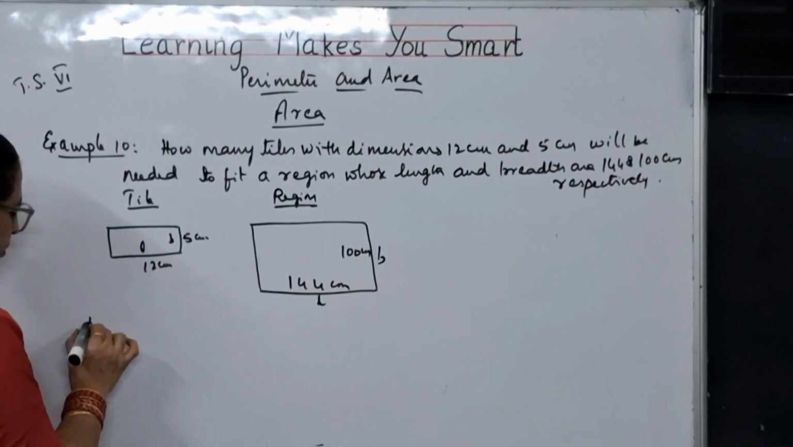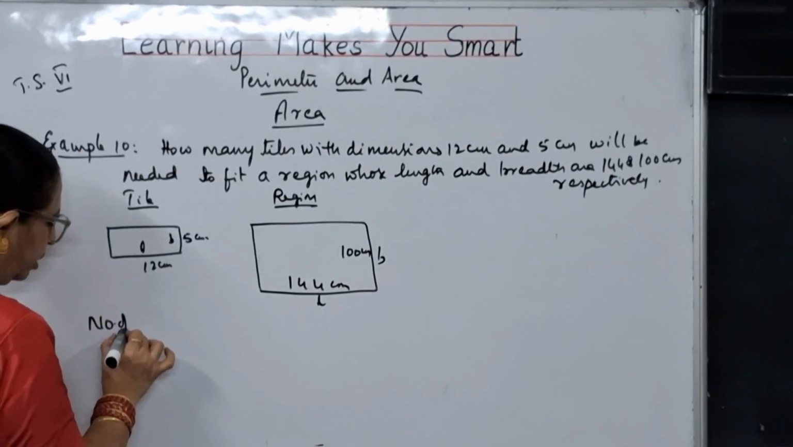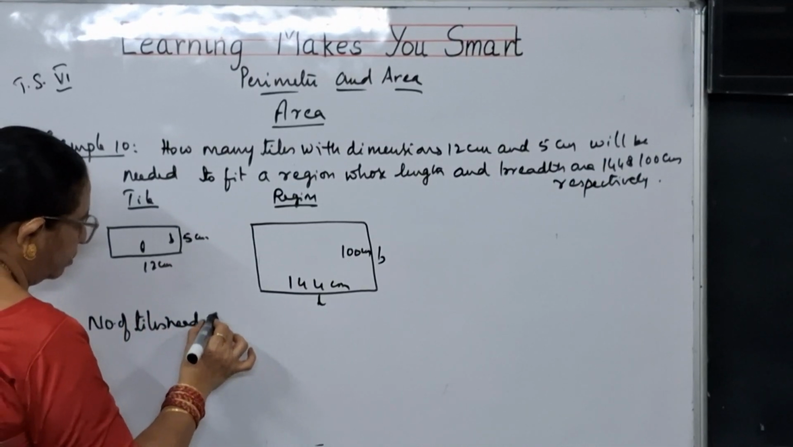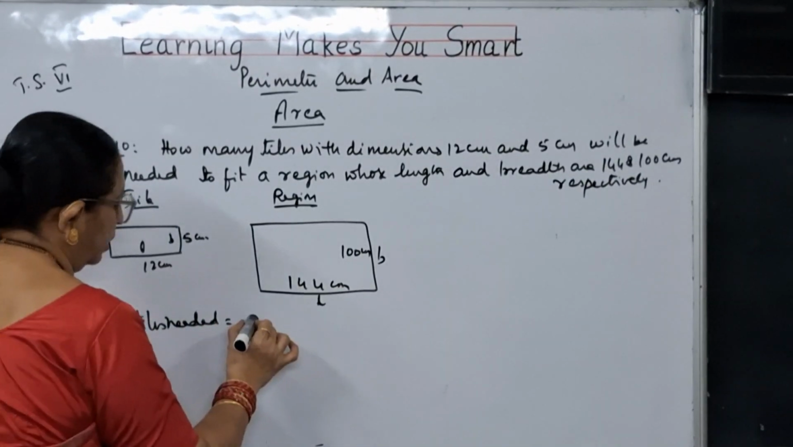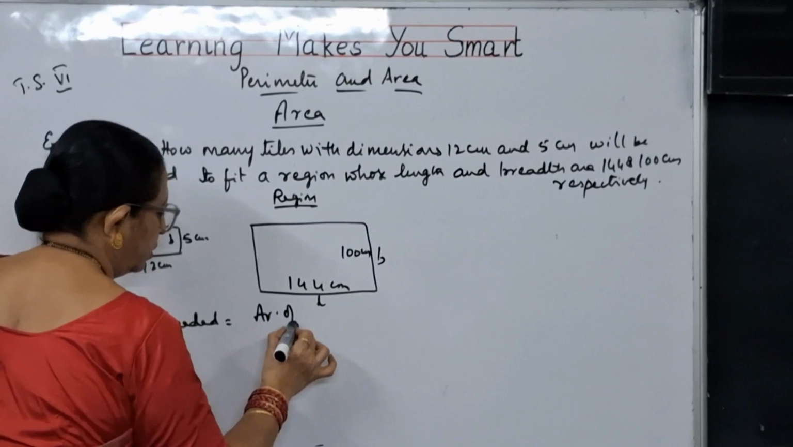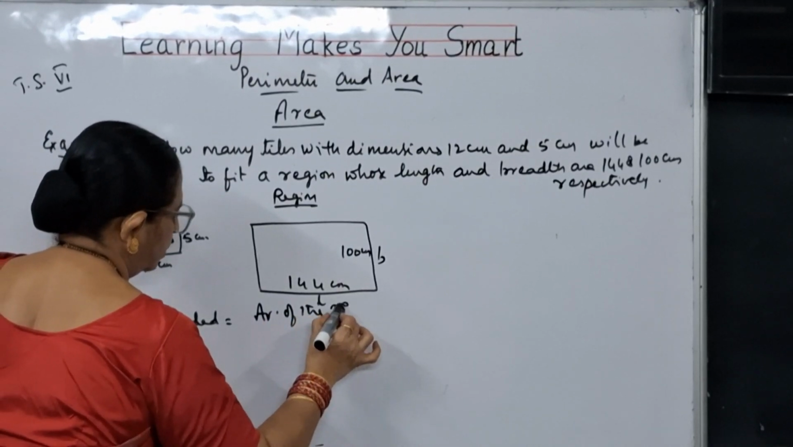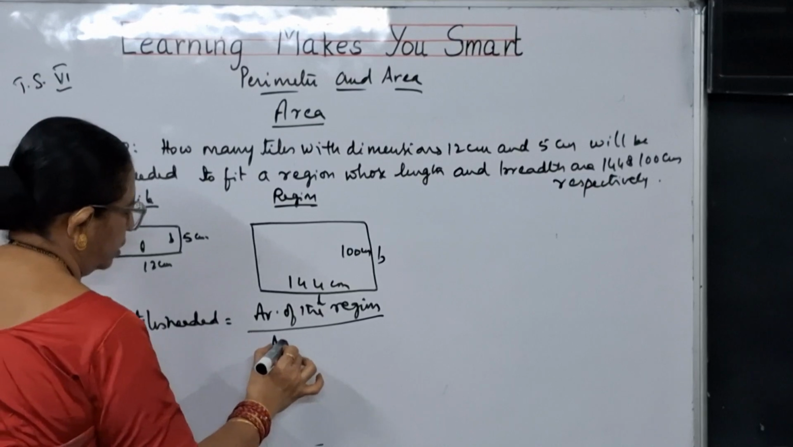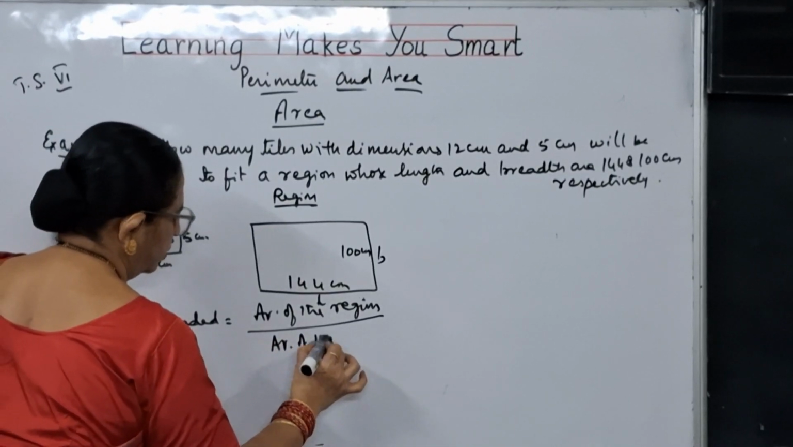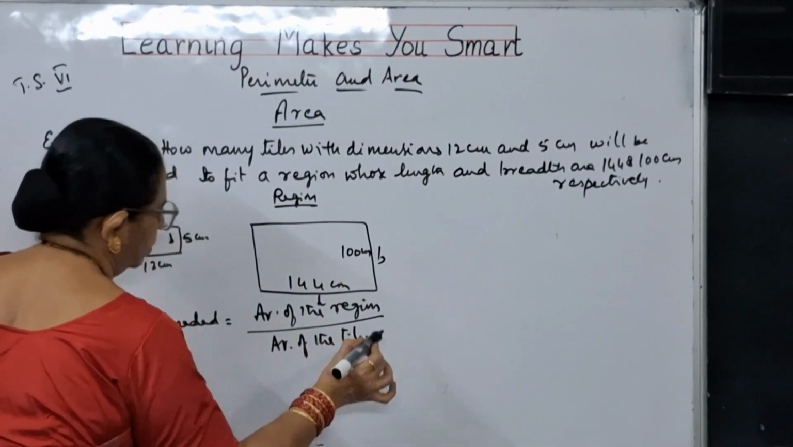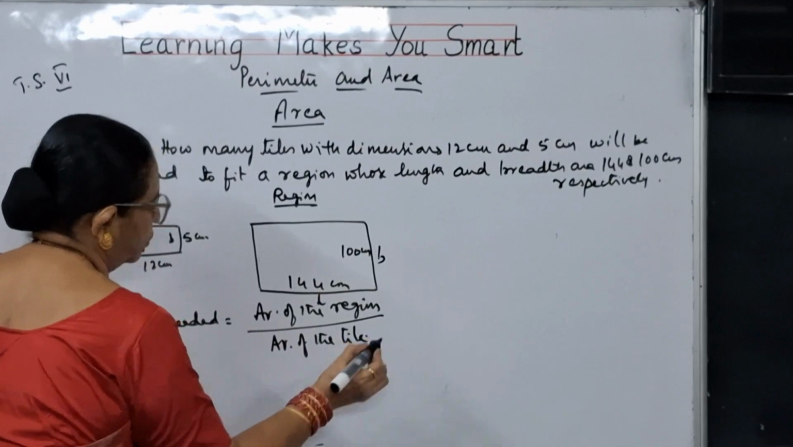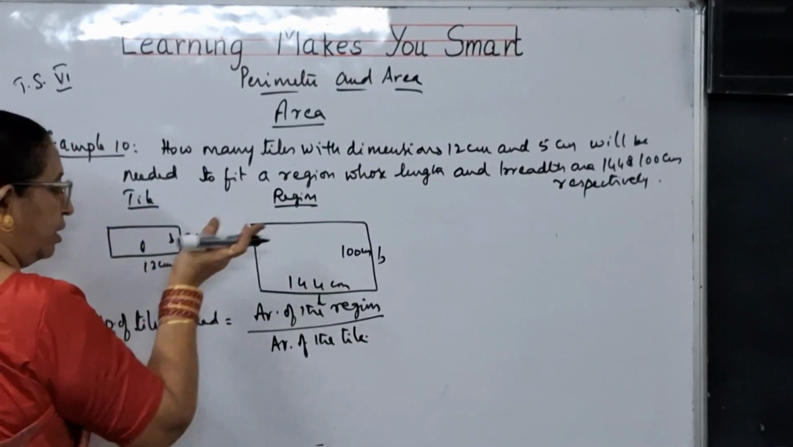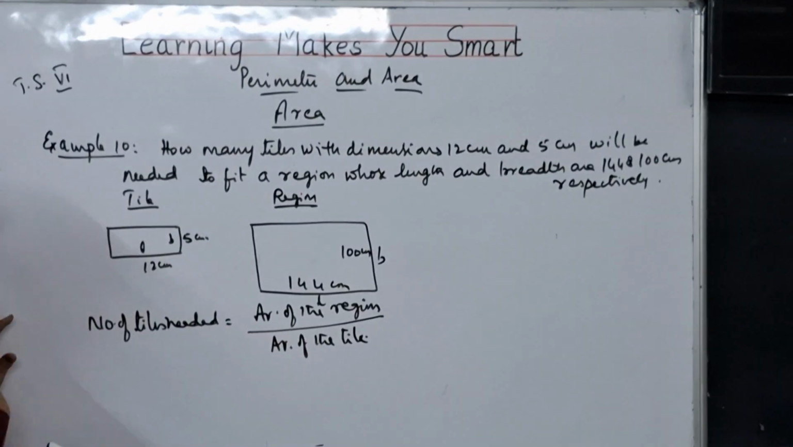How will you find out the number of tiles needed? Number of tiles needed, how will you get? Area of the region by area of the tile. If you do this, you are going to get it, because this whole area, each one is having so much area. For this much, how much, means you have to divide.